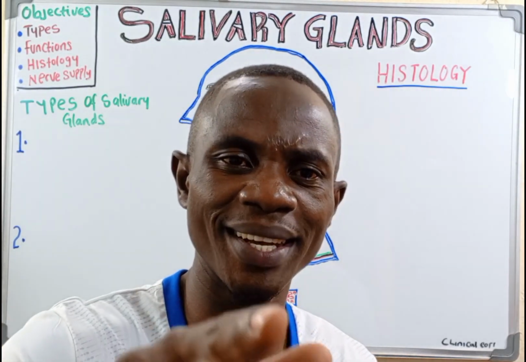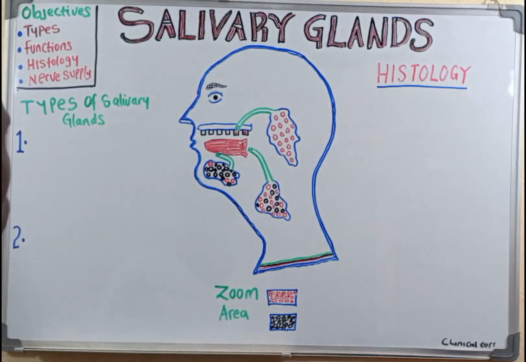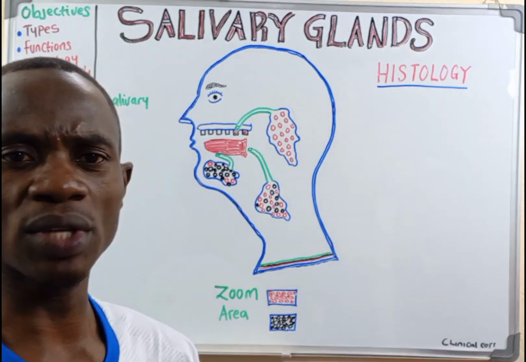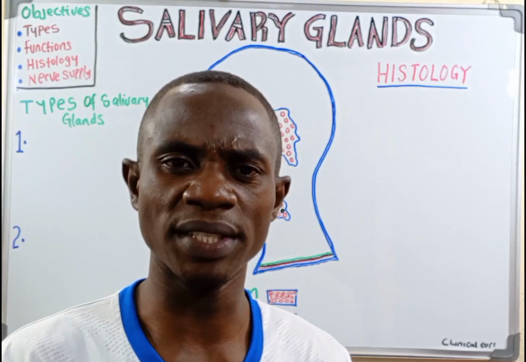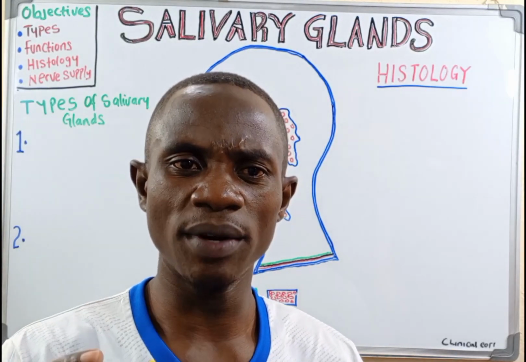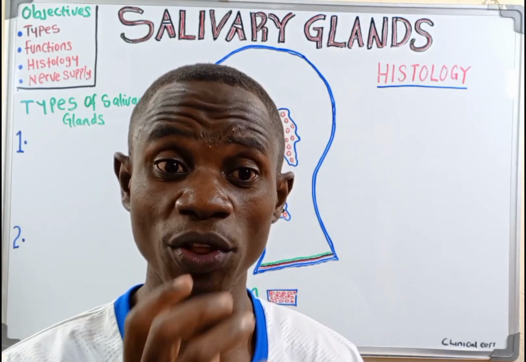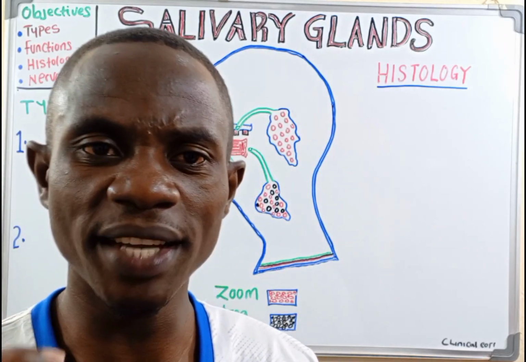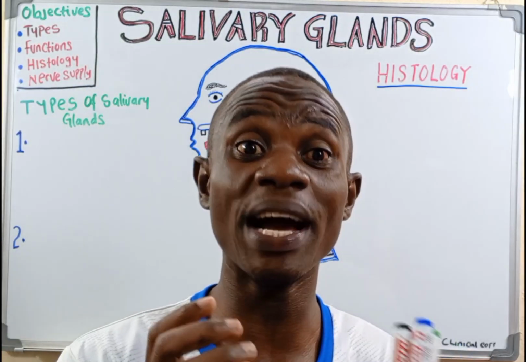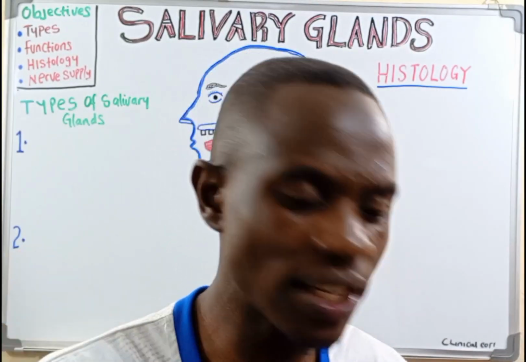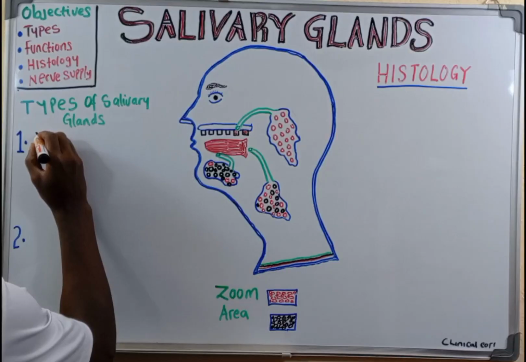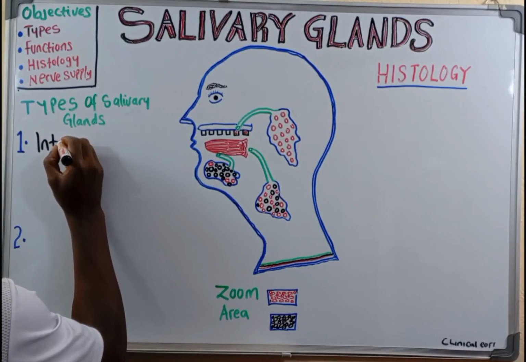So let's get started and look at the different types of salivary glands. When we talk about salivary glands, there are two types. We have those located within the oral cavity, inside the oral cavity, and then we also have those outside the oral cavity. The first one we call intrinsic.